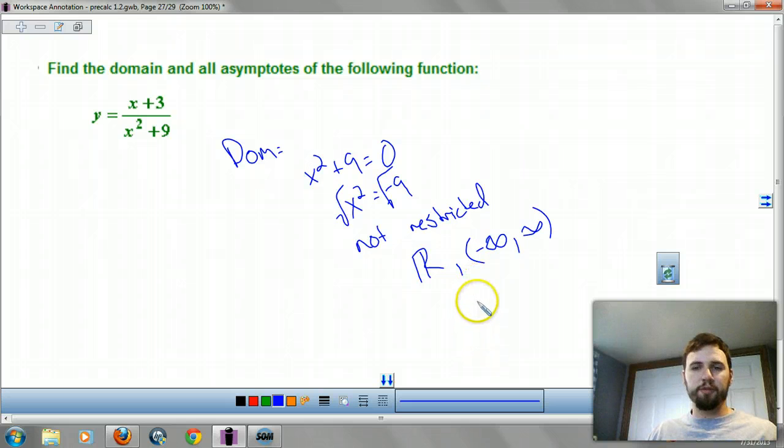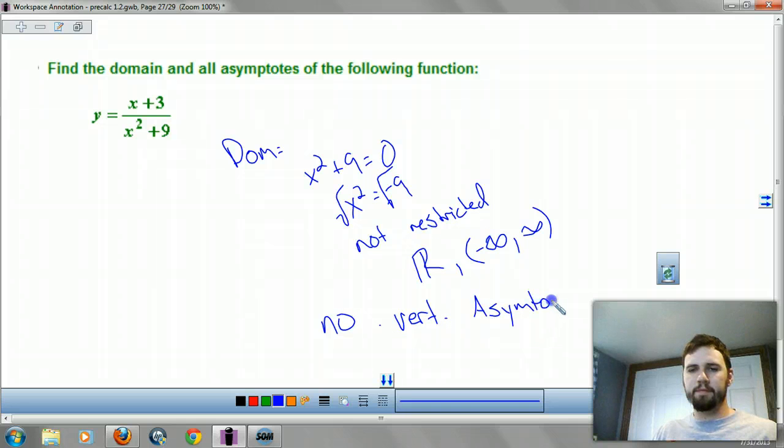So now our asymptotes. So we take a look for our horizontal. Here's what we do. I'm sorry, what this means is since the domain is all real, there is no vertical asymptote. Okay? Because x squared plus 9 does not equal 0. Okay?